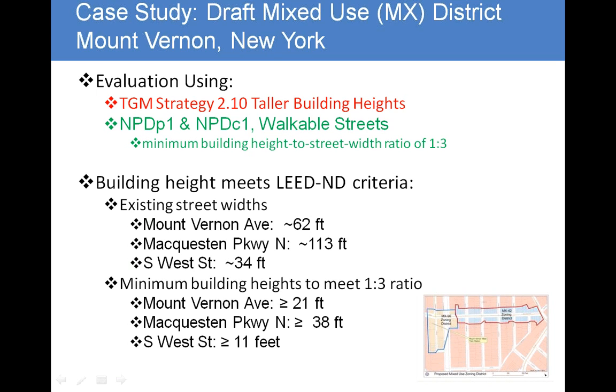After applying the height to street width ratio to these measurements, we determined the preferred minimum building heights for these streets: at least 21 feet for Mount Vernon Avenue, at least 38 feet for McQuiston Parkway North, and at least 11 feet for Southwest Street. All 3 of these building heights fall within the draft MX42 and MX90 maximum building heights, so we left this requirement as is.